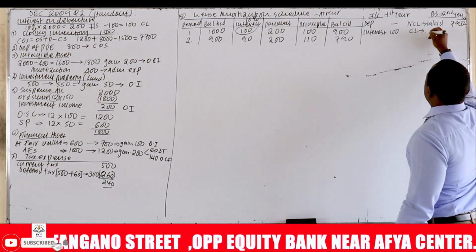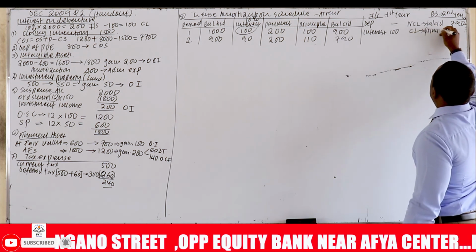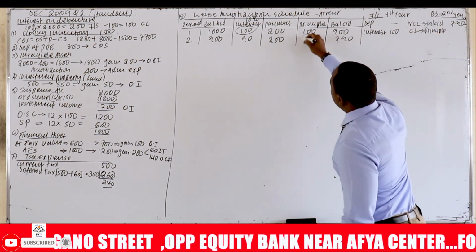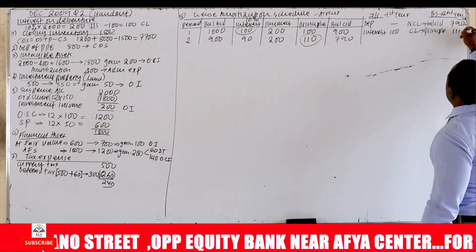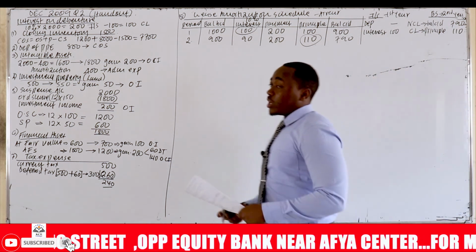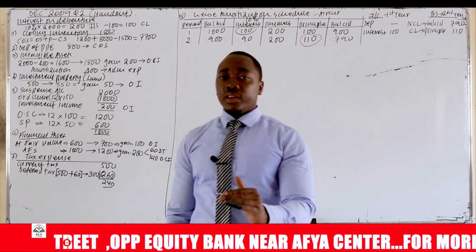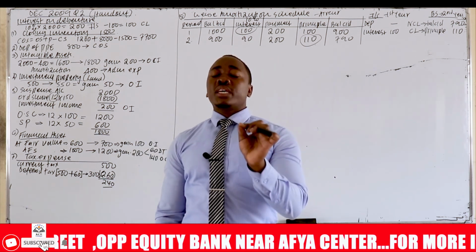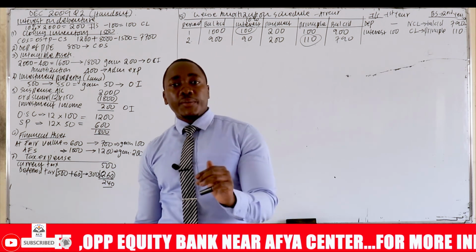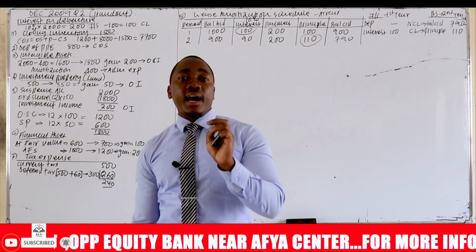Then the current liability, you take the principal, and the principal is 110. I repeat again: to the non-current liability, you take the balance carried down for the second year. Then the principal, you take it to the current liability for the second year. That's when you are paying in arrears.